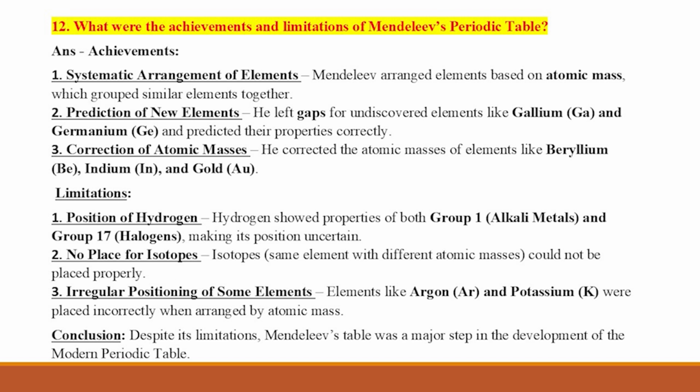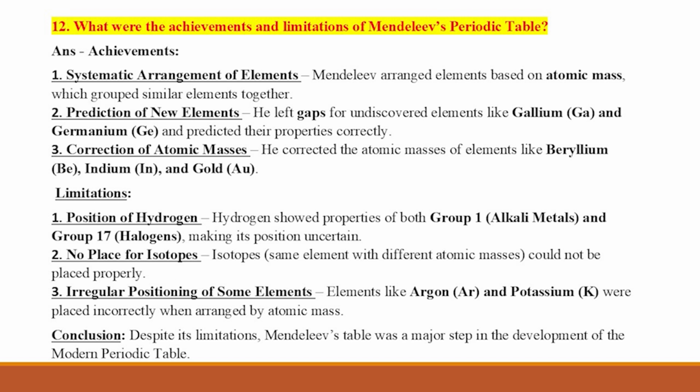3. Correction of atomic masses. He corrected the atomic masses of elements like beryllium, Be, indium, In, and gold, Au. Limitations. 1. Position of hydrogen. It showed properties of both group 1 alkali metals and group 17 halogens, making its position uncertain.